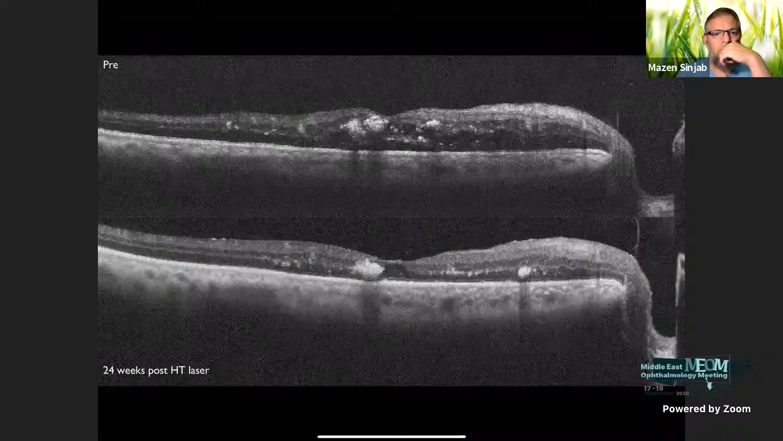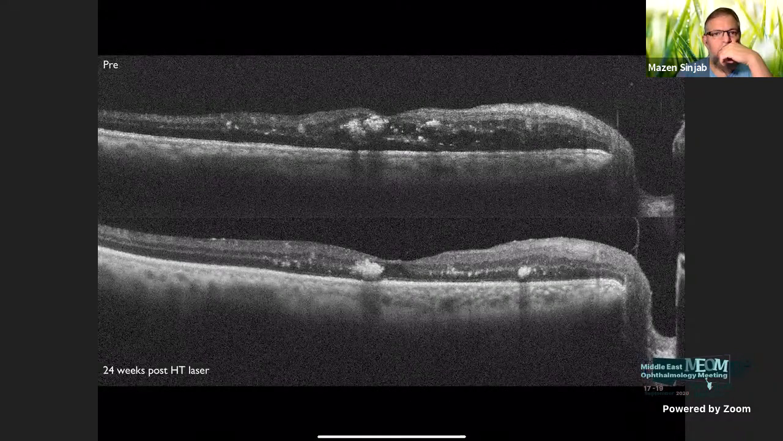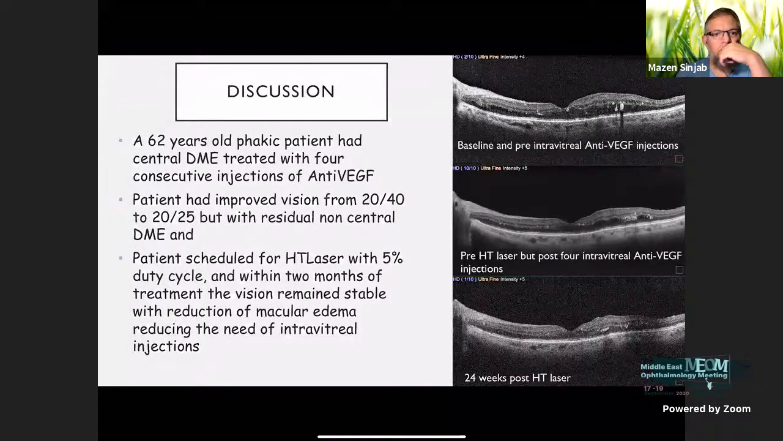As we've seen here, there is increased retinal thickness with intraretinal and subretinal fluids and intraretinal hard exudates. At 24 weeks post-treatment, we see complete resolution of the intra and subretinal fluids with reduction of macular thickness. This is the last case I'm going to talk about today.